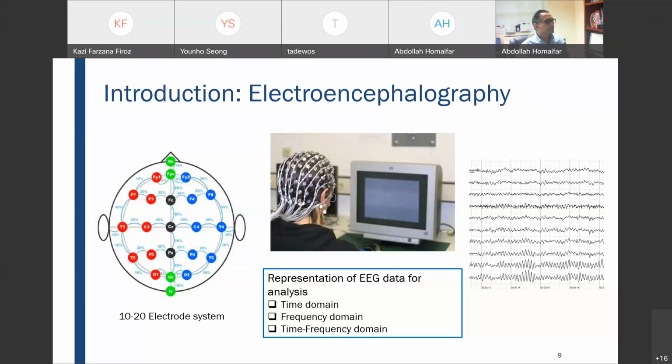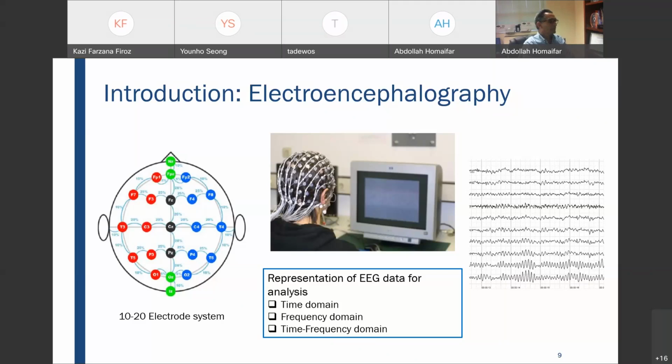So the electrode system normally used in electroencephalography is the 10-20 electrode system. The 10-20 electrode system divides the scalp surface into some regions, and denotes the electrode names as a combination of letter and number. We can see here we use letters F, T, C, P, and O.